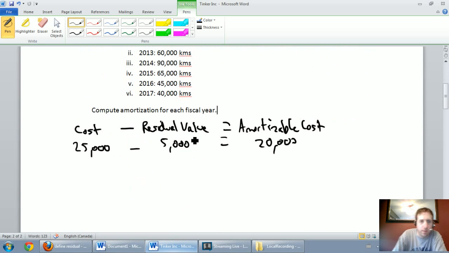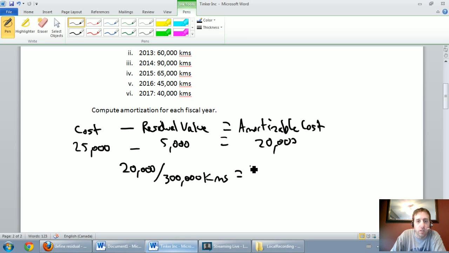So let's do some math. It's a $20,000 asset. Its expected life is 300,000 kilometers, meaning that its amortization charge is going to be 0.06667, basically 6 to 7 cents, almost 7 cents per kilometer. In other words, this thing deteriorates 6.7 cents for every kilometer I drive it. Now, if I had planned this better, I would have used an even number, but that's fine. This is going to work for our computations.